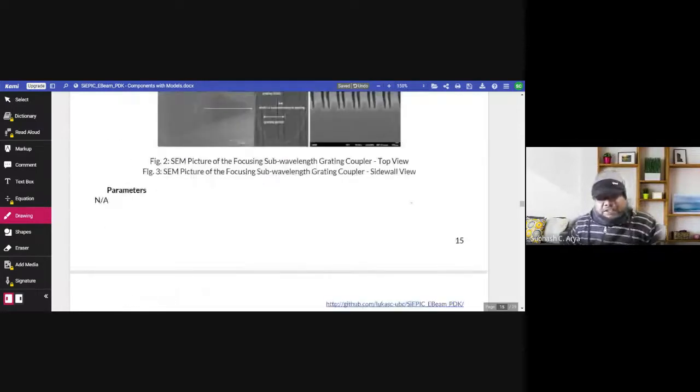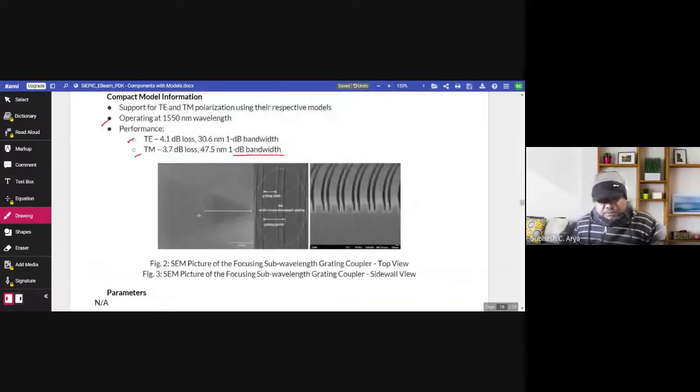So this is the SEM image. The top view is Figure 2: SEM, scanning electron microscope image of the focusing sub-wavelength grating coupler, top view. This one. And this is the side wall view. So you can see this is the larger, this is the smaller grating, larger, smaller, and this is here. You can see.